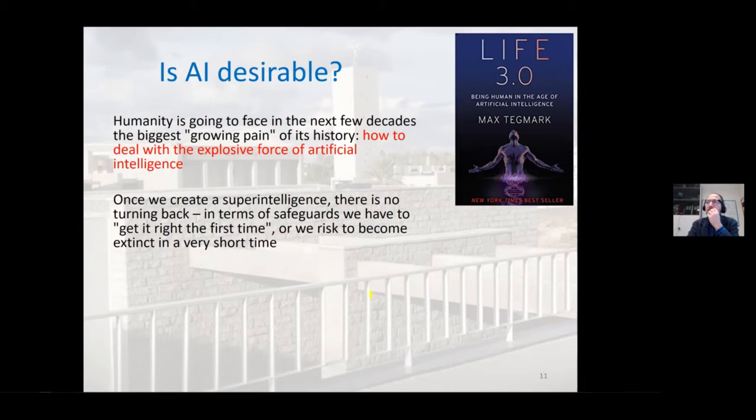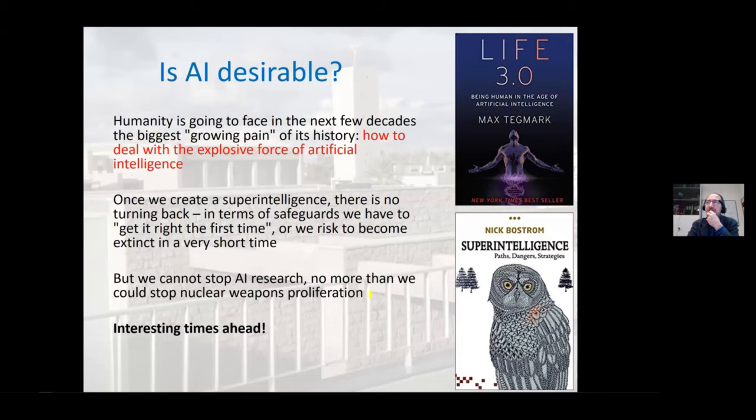There are a couple of books here that you might want to read. So there are interesting times ahead. I think we are far from an artificial general intelligence, but it may take 20 or 30 or 40 years, but it will happen, okay? And this will be a paradigm change in a number of ways.